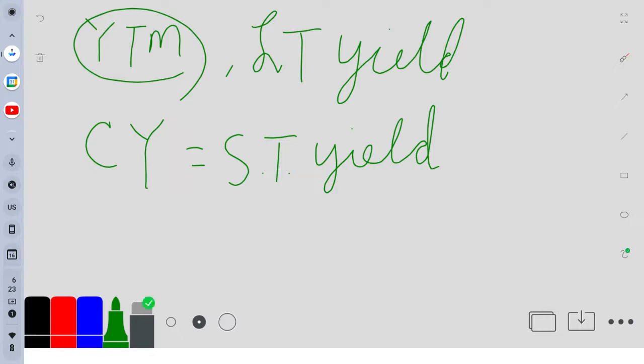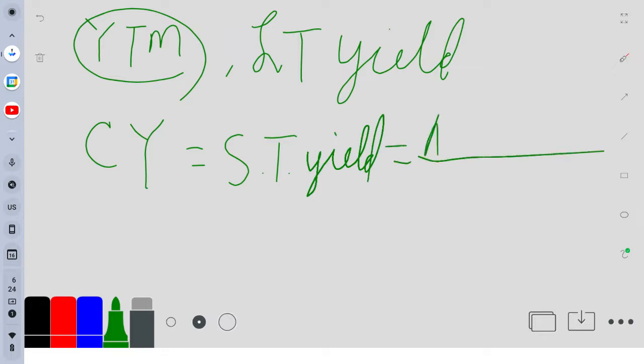So let me. The maximum you can earn is annual interest or annual coupon.